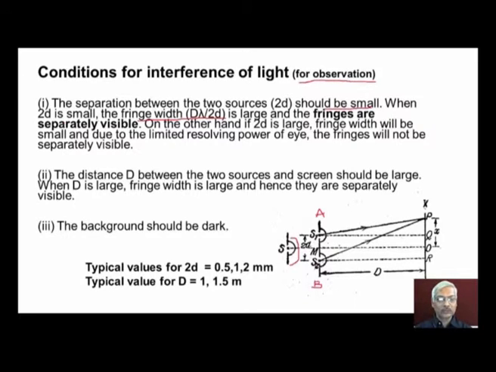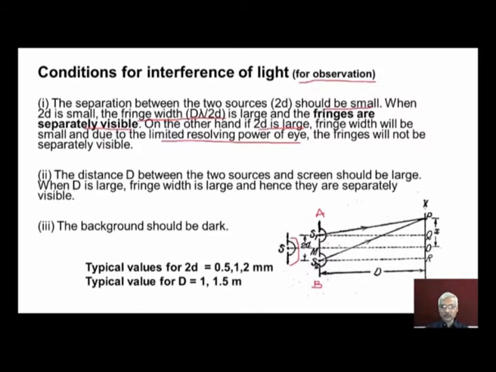So when 2d is small, the fringe width Dλ by 2d is large and the fringes are separately visible. On the other hand, if 2d is large, fringe width will be small, and due to the limited resolving power of the human eye, the fringes will not be separately visible. They will be very close and we will not be able to identify or count the fringes.